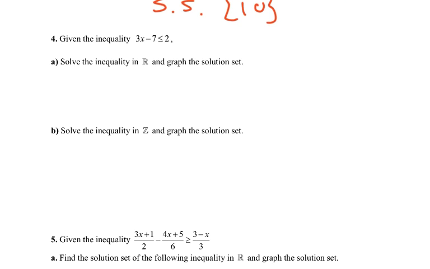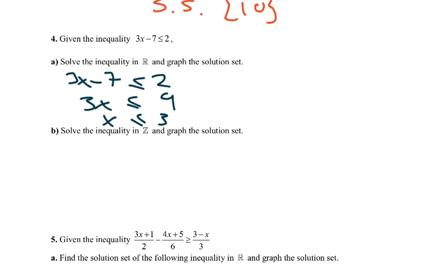Question 4, solve the inequality in R. So let's solve the inequality. 3x minus 7 is less than or equal to 2. We're going to add 2 to both sides. 3x is less than or equal to 9. Divide both sides by 3. x is less than or equal to 3. And it says graph the solution set. So 0, 3, filled in dot, big dot, and x is less than or equal to 3.